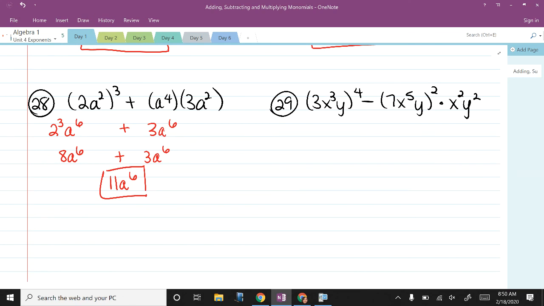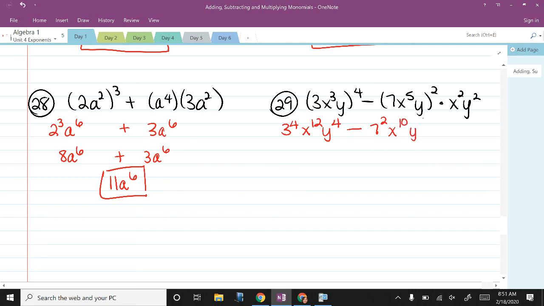All right. Power of a power right here. Okay? So everything in this parentheses gets what power? A 4th power. Unless it already has one, then we multiply times 4, right? So it's going to be 3 to the 4th, x to the 4th, and y to the 4th. Minus, let's do the next parentheses with power of a power. Everything in this parentheses gets a square, right? So 7 squared, x to the 10th, y squared, and I'm just going to copy the rest of it.